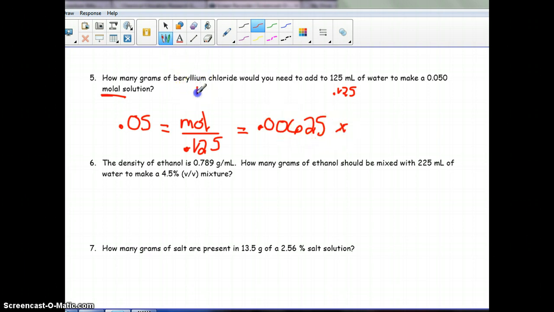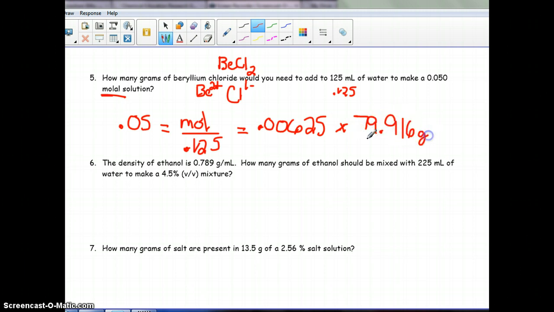Well, beryllium chloride is an ionic compound. Remember that beryllium has a 2+ charge, chlorine has a 1-. So the formula for beryllium chloride is BeCl2. So we need to do Be, which is 9.01, plus 35.453, that's chlorine, times 2. So our molar mass is 79.916. Okay, so we're going to multiply that.